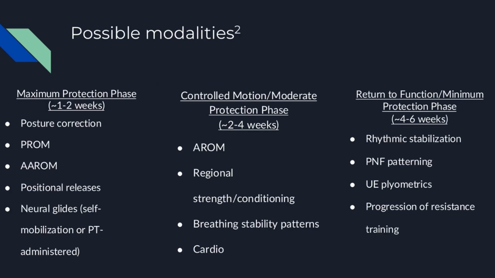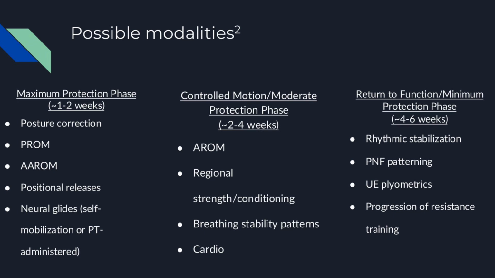So some possible modalities in the maximum protection phase, something you want to emphasize early and throughout your treatment of thoracic outlet syndrome would be some kind of posture correction. Sometimes these patients have forward neck posture, or sometimes some kind of scapular deformities. That's something we'll also want to examine in clinic.